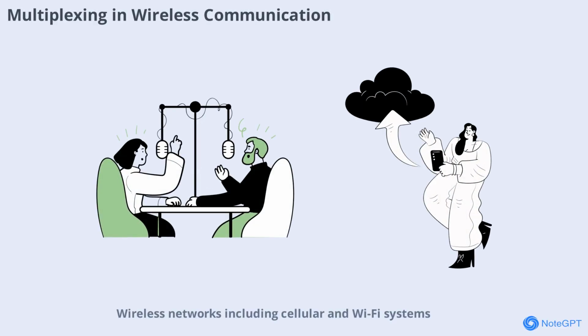Wireless networks, including cellular and Wi-Fi systems, rely on multiplexing to handle multiple users and data streams. Techniques like FDM and TDM, as well as more advanced methods like code division multiple access (CDMA), enable efficient use of the radio spectrum. Multiplexing ensures that wireless networks can support many users simultaneously, providing fast and reliable connection.